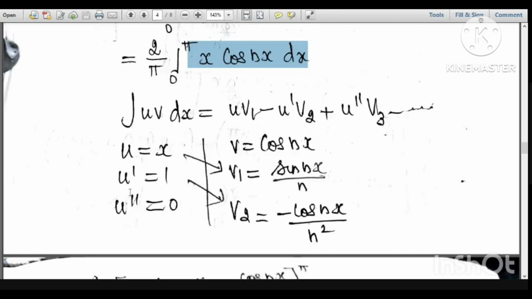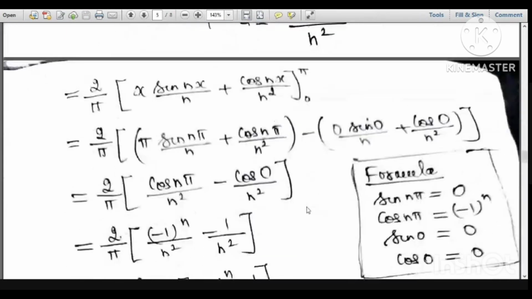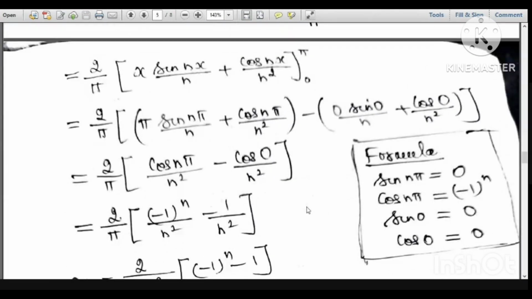U is equal to x. U dash is equal to one time differentiation with respect to x, which gives 1. Two times differentiating with respect to x gives 0. So v is equal to cos nx. v1 is equal to sin nx by n. Cos nx if you are integrating gives sin nx by n. Sin nx by n if you are integrating gives minus cos nx by n square. Apply in Bernoulli's formula: 2 divided by pi, x sin nx by n plus cos nx by n square. The limit is 0 to pi.